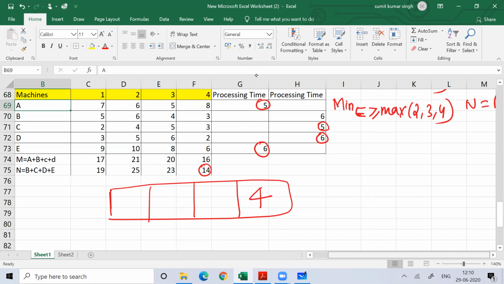Then the next smallest value is 17. This will be done at the beginning. Then this will be done third. This is done second, because 20 is less than 21. So this would be the sequencing of work.